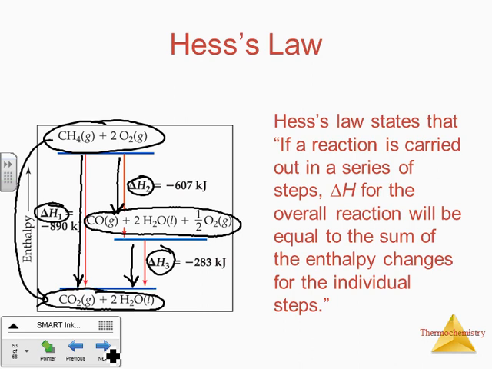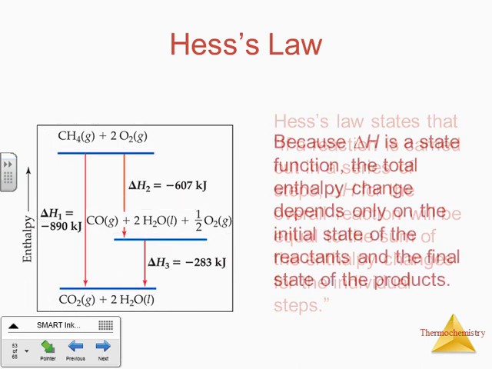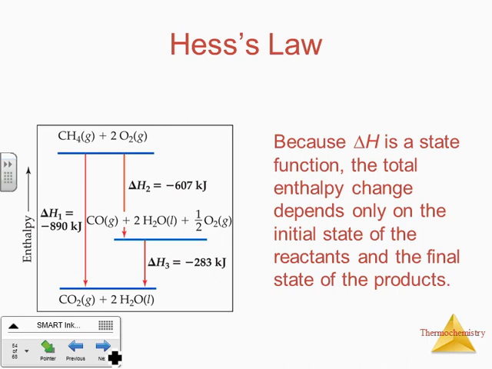So that's what Hess's law says. If the reaction's carried out in a series of steps, you can add up the delta H for the individual steps, and that's going to equal the delta H for the overall reaction. Okay, and this works because delta H is a state function, because again, it only depends on what you're starting with and what you end up with. All of the in-between doesn't really matter, okay?